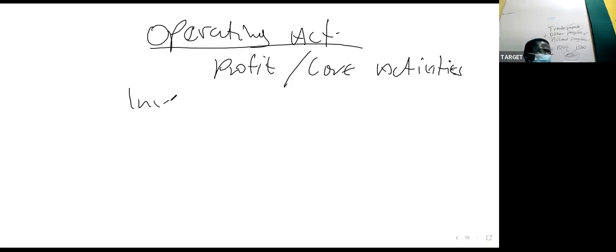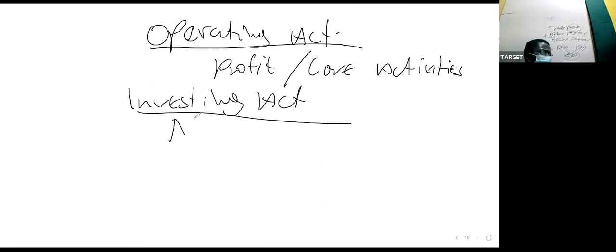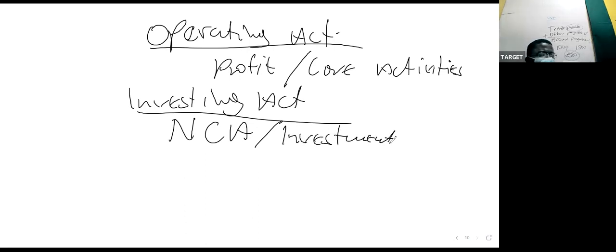Now, when you go to investing activities, it's all about non-current assets, simple as that. Non-current assets and what? Investments. It can also be short-term investments. So non-current assets, PPE, intangible assets, investment property, all of them are what? Non-current assets. And investment. Investment could be what? Short-term or long-term. Agreed. All of them.